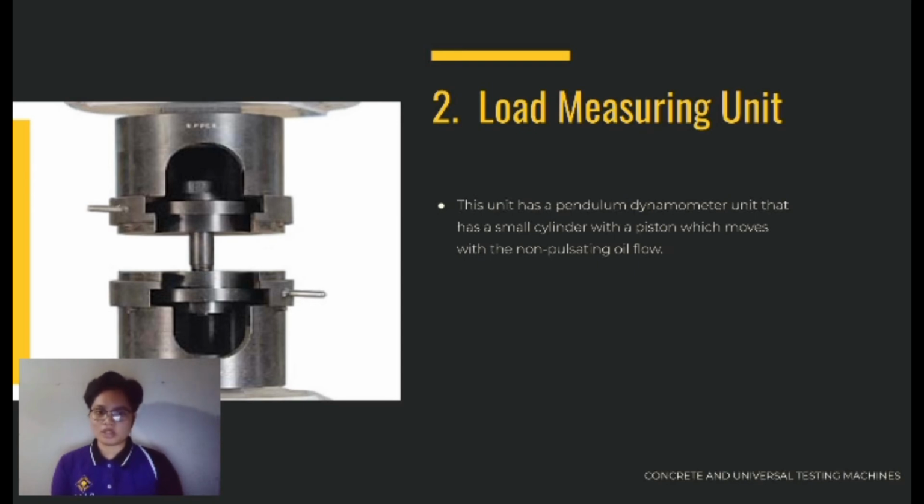This unit has a pendulum dynamometer unit that has a small cylinder with a piston which moves with a non-pulsating oil flow. The pendulum is connected to the piston by a pivot lever. The pivot lever deflects based on the load applied to the specimen, and this deflection is converted to the load pointer and displayed as the load on the dial.